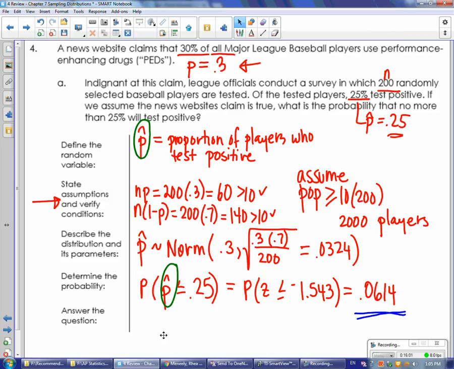If the probability of getting the sample was really, really small, like 2% or 1%, then I shouldn't have seen that result. And that would give these league officials some evidence against the claim that this website made. But in this case, even if that claim is true, if 30% of all Major League Baseball players actually use performance-enhancing drugs, there's a 6% chance that I'll get a sample of 200 that includes 25% of them using the performance-enhancing drugs. So this would not give me evidence against the claim. If it was a smaller probability, then it would.